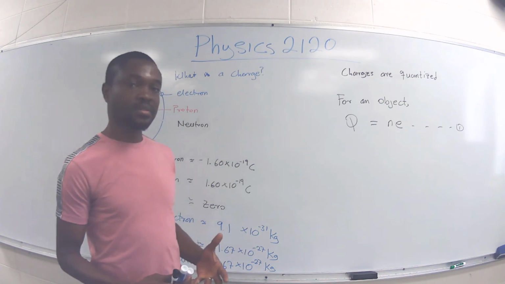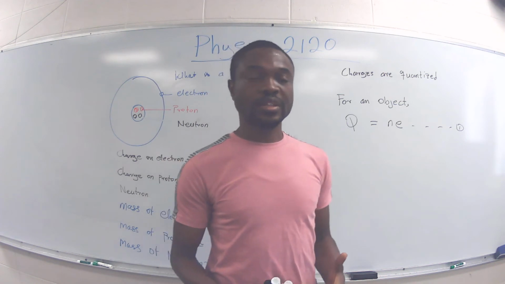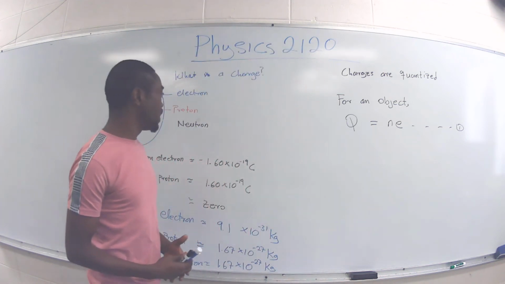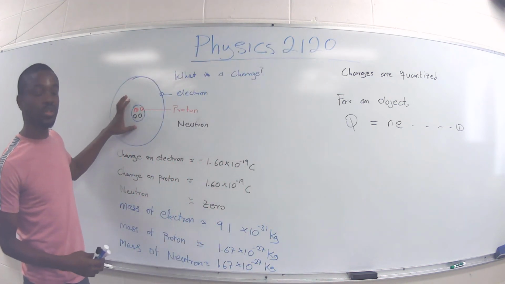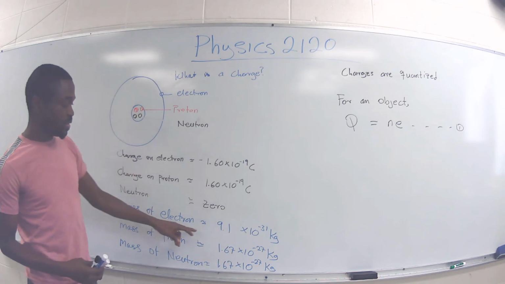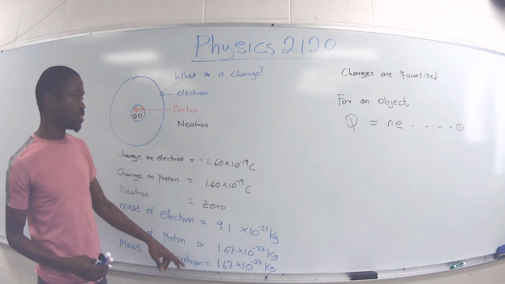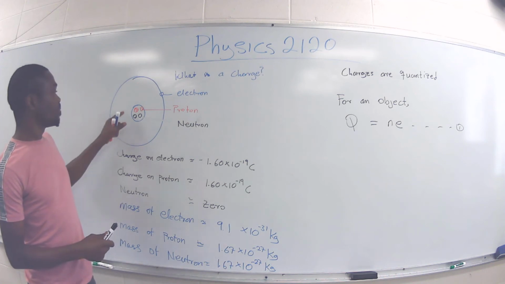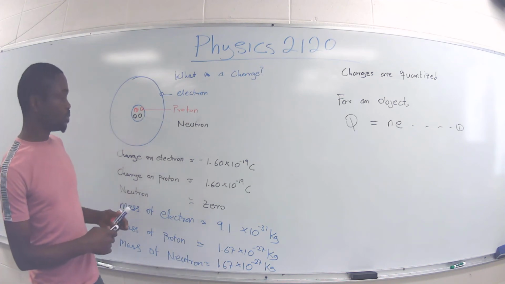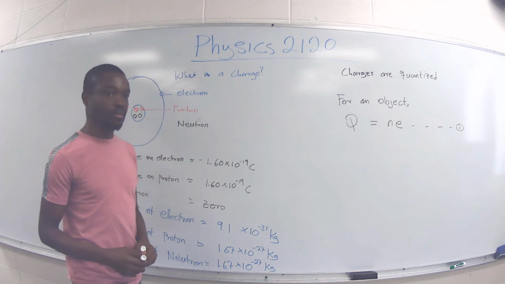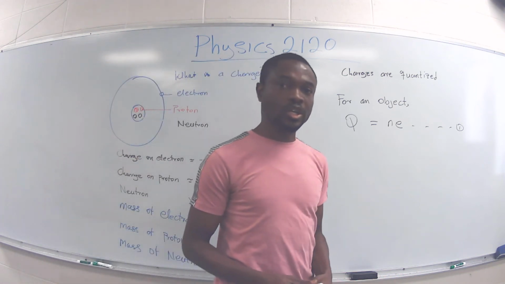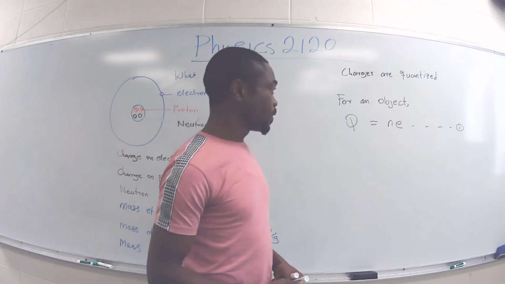So the mass of the entire atom can be considered to be the mass of the nucleus. When you look at the mass of the electron, that is far, far, far smaller than the mass of the nucleus. The ratio of the mass of the nucleus to that of the electron is about 2,000, right?